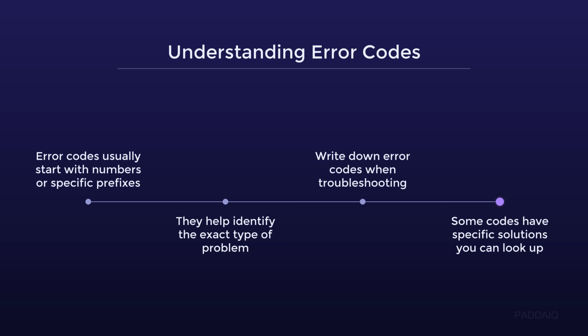Some codes have specific solutions you can look up. This means certain error numbers are linked to documented fixes you can find online. For example, an authentication error might direct you to check your user permissions in the SAP Help portal. Always search for the exact code to find these targeted resolutions quickly.